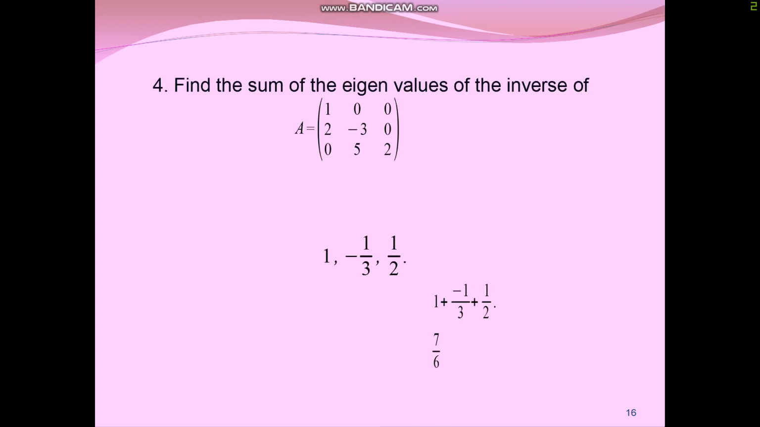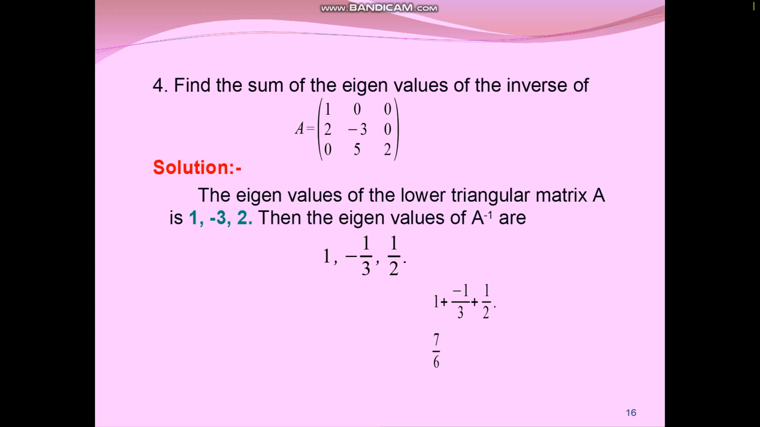Now find the sum of the eigenvalues of the inverse of A. For example, the eigenvalues of the lower triangular matrix A are 1, 3, 2, then the eigenvalues of A inverse are 1, 1 by 3, 1 by 2, and their sum is 7 by 6. The sum of the eigenvalues of A inverse is 7 by 6.